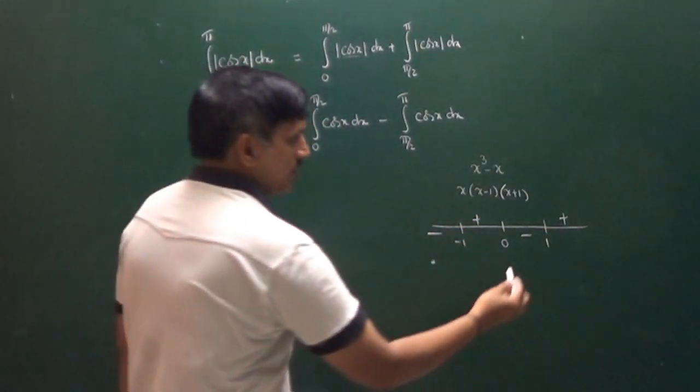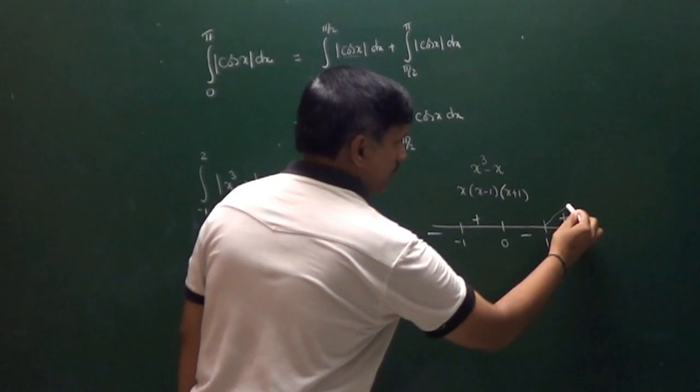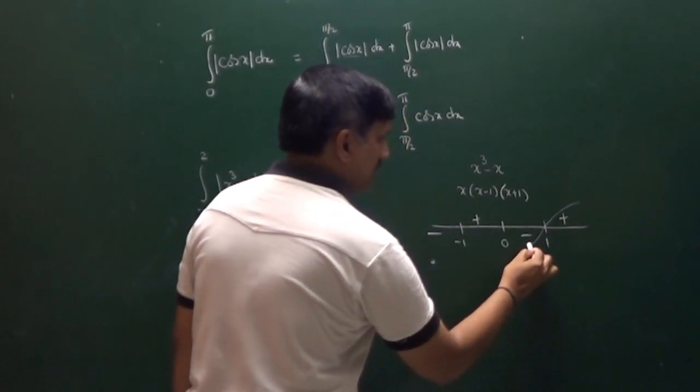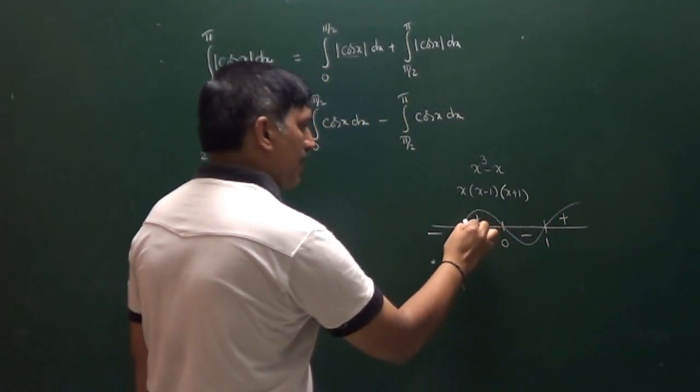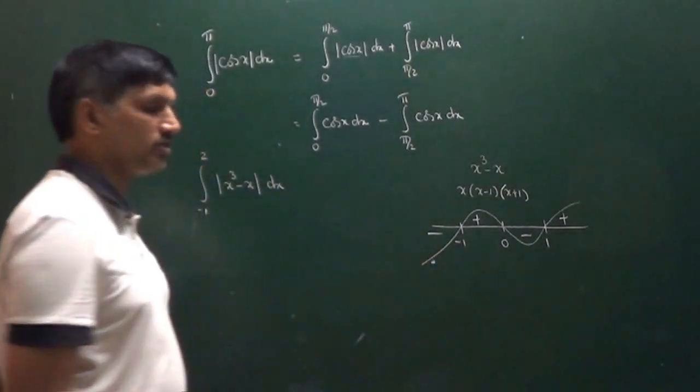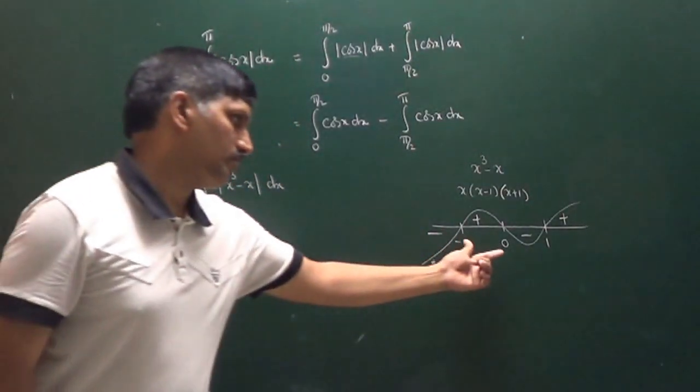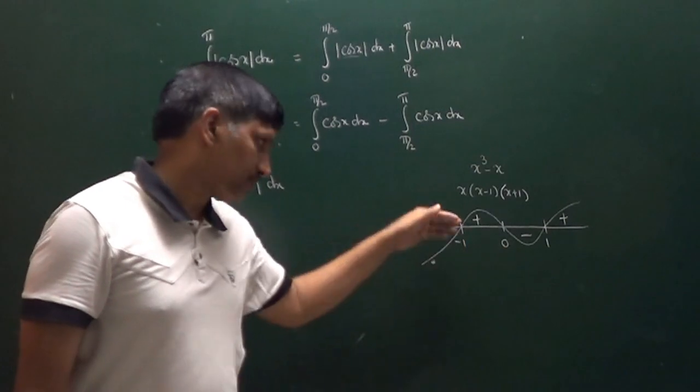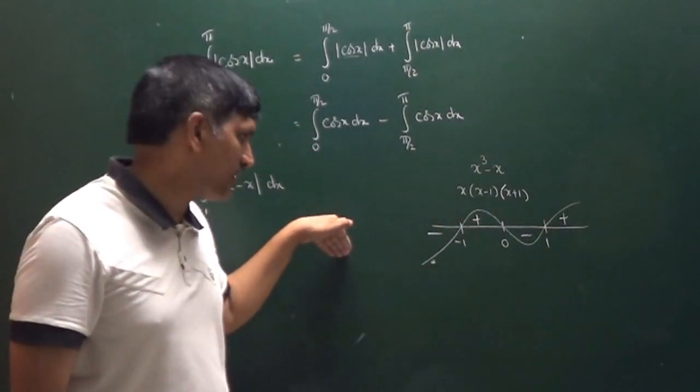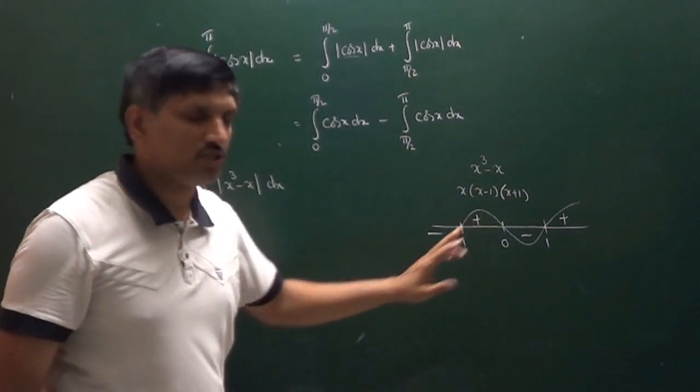So now what happens? From 1 to infinity it is positive, and again here it is negative. Again between minus 1 and 0 it is negative. Minus 1 to 0 it is negative. Less than minus 1 again it is negative. Between, it is positive.